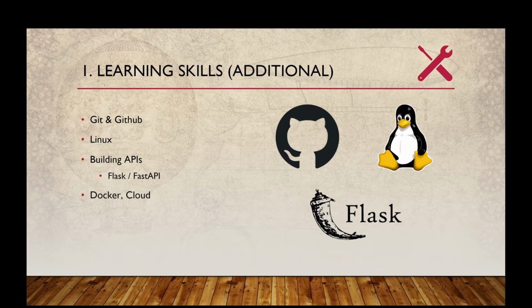And Docker and cloud. So Docker is used for containerization. For learning cloud, there is AWS, Google Cloud, and Microsoft Azure as well. So you can start with any of the three. These are the three popular clouds that are there in the market.